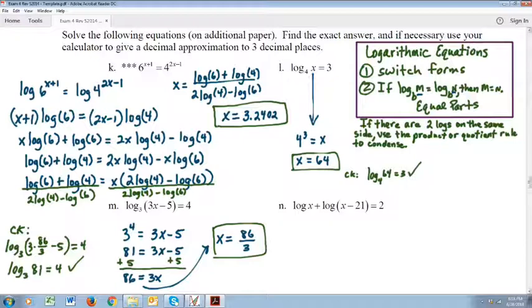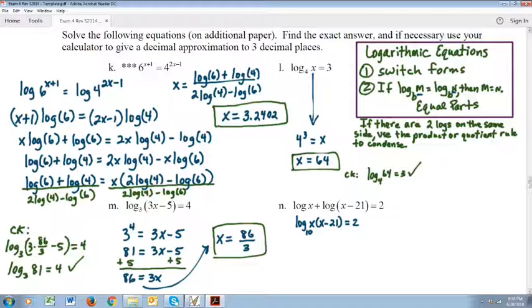So that's what I'm going to do here on n. I'm going to make one log out of this using the product rule. A sum of logs can be written as a log of the product. So we get the log of x times x minus 21 is equal to 2. Of course, our base is 10 here.